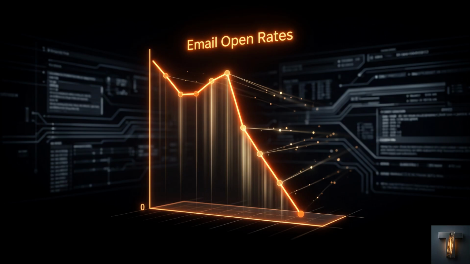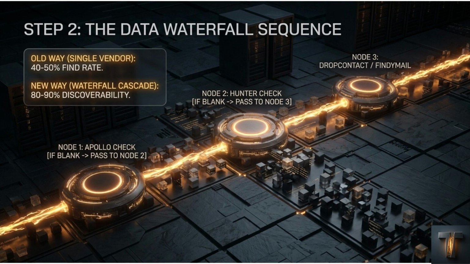We set up an automated waterfall cascade. Watch how this works on screen. We configure Clay to search Apollo first for the person's email. If Apollo finds it, Clay stops and moves to the next row. If Apollo returns a blank space, Clay automatically passes that exact row to Hunter.io. If Hunter fails, it passes it to Dropcontact or Find Email. By stacking these data vendors sequentially, your email discoverability skyrockets to 80 or 90%.